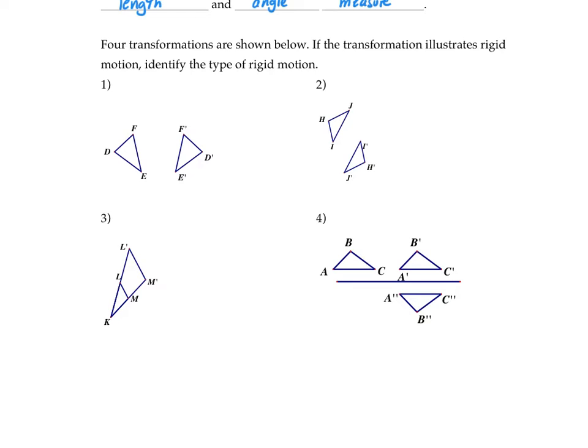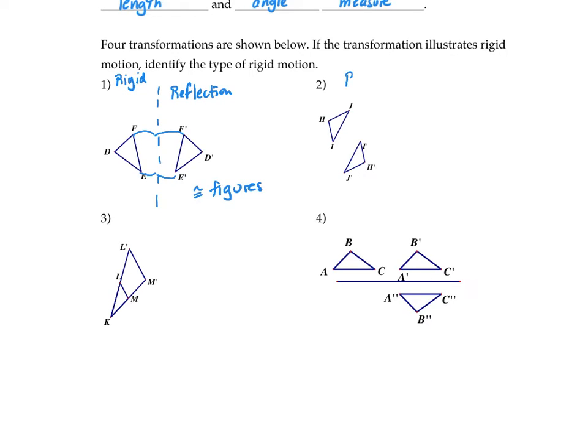And what I notice is that if I draw this vertical line right down the center, then E would map to E prime, F maps to F prime. So this is a reflection, and we can say that it is a rigid motion. And that's because the pre-image and the image are congruent. So we have congruent figures. It's definitely rigid. Okay, number 2.